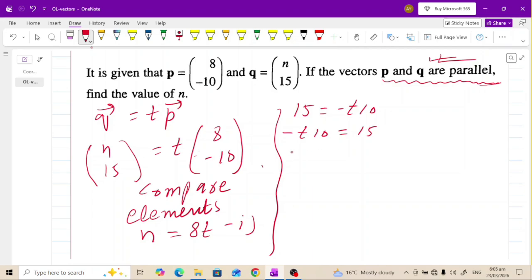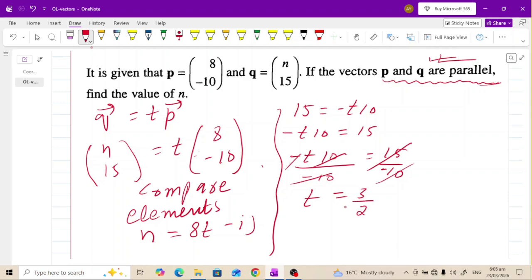Dividing both sides by minus 10, t is equal to 15 divided by minus 10. So 5 threes are 15, 5 twos are 10, and t is equal to minus 3 upon 2.